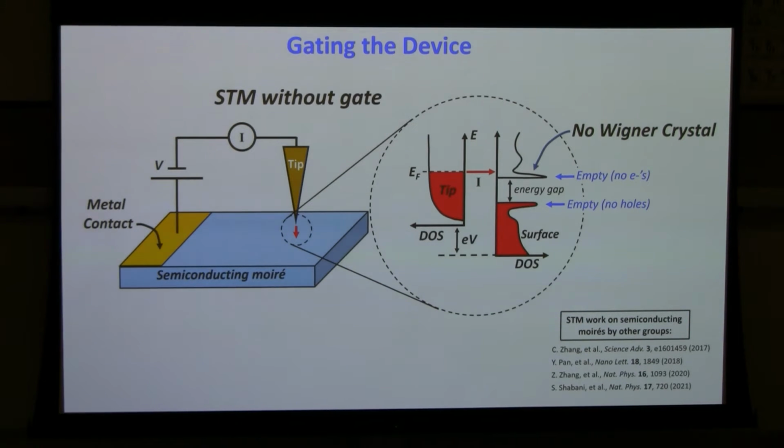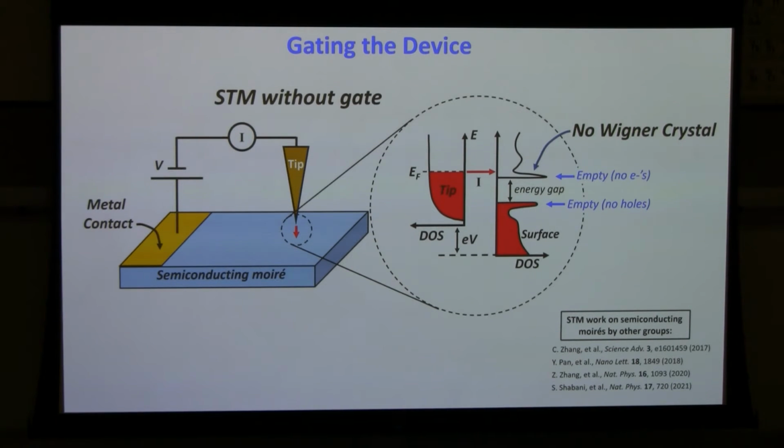But the problem with this experiment is that there are no charge carriers in the moire heterobilayer. In a conventional STM experiment of this nature, there are no charge carriers because the conduction band is empty. There's nothing there. It's empty. Also, the valence band is empty because there are no holes. No holes in the valence band, no electrons in the conduction band.